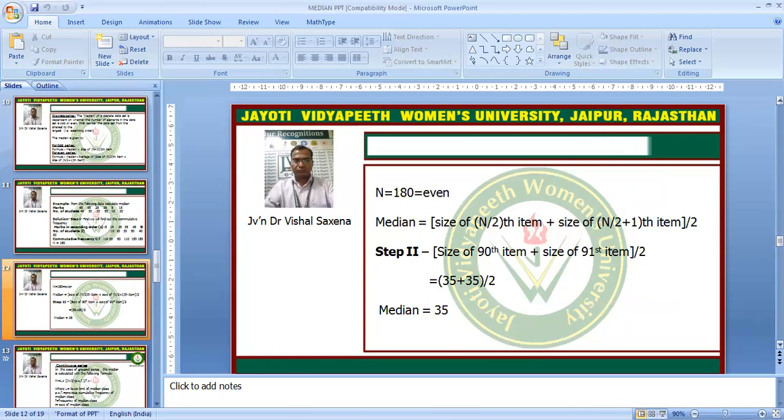So this is the method by which we have calculated the median in the case of the discrete series or the ungrouped data.